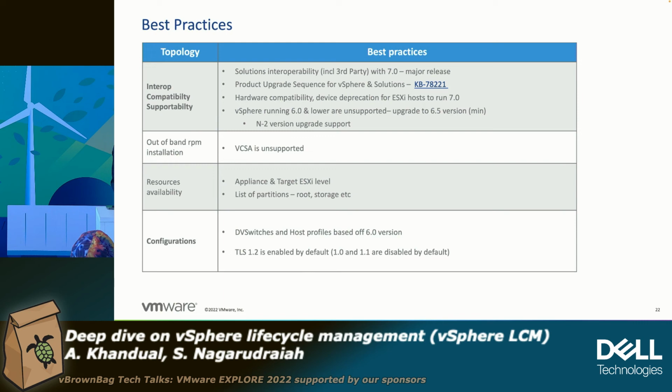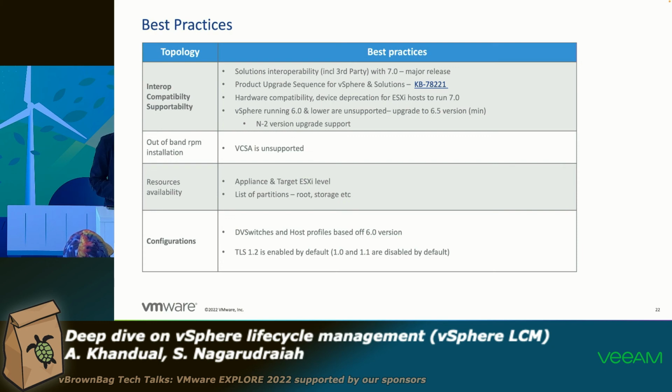And configuration, your DVS switches and your host profile, as I mentioned, have to be minimum 6.5 to go to 7.0. If you are following N-2, below that it will fail. So basically, if your DVS is version 6.0, it will fail if you're trying to upgrade to 7.0. It says you are using an out of support DVS version or host profiles.